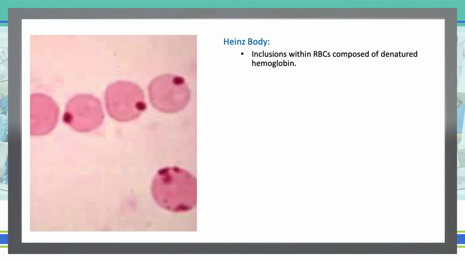Next, Heinz bodies. So what are Heinz bodies? These are inclusions within the RBCs composed of denatured hemoglobin, like we were discussing in our previous slide. The presence of Heinz bodies represents damaged hemoglobin, usually through oxidative damage by administered drugs. And also we can see them in glucose 6-phosphate dehydrogenase deficiencies.